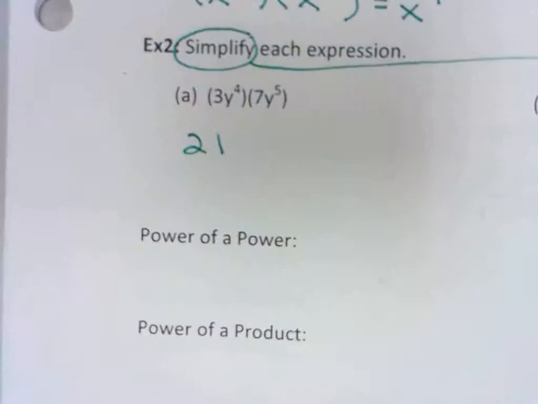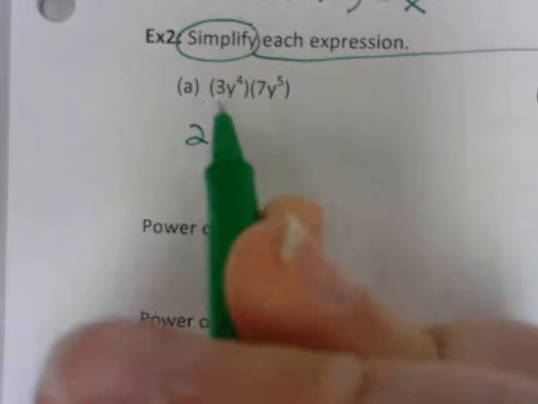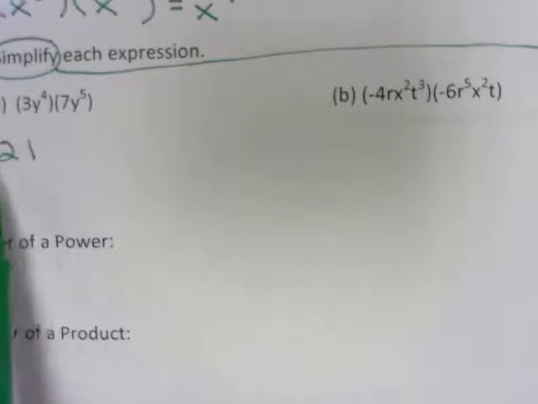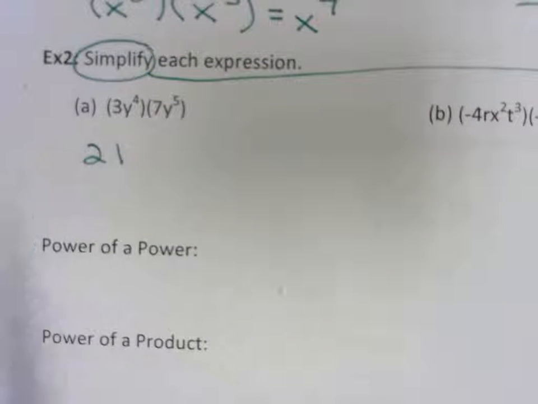21. The whole numbers you treat like normal. So 3 times 7 is 21. They're not exponents, so you don't do anything special with them. I'm multiplying, so you just multiply your whole numbers. 3 times 7 is 21. Now, that was the first one. I have it down to a single whole number, 21. We're good with the first step.